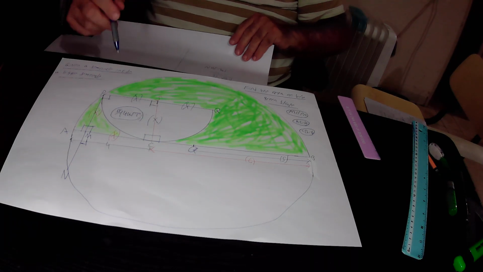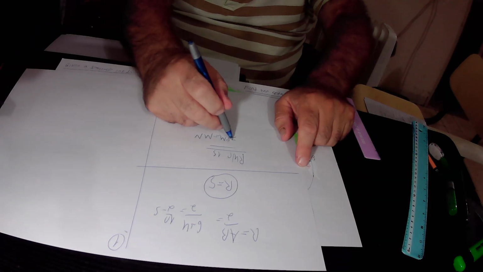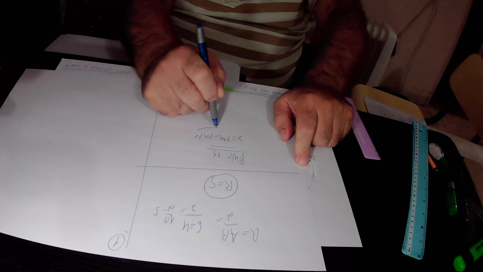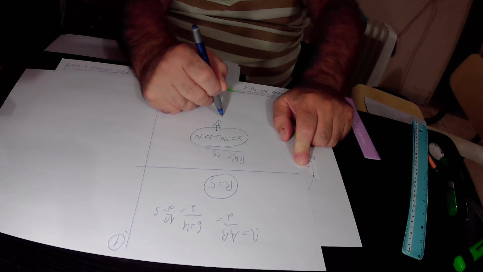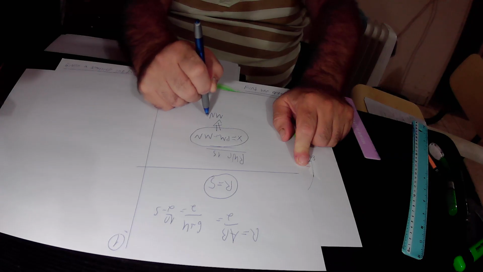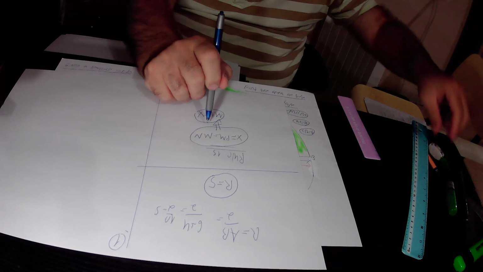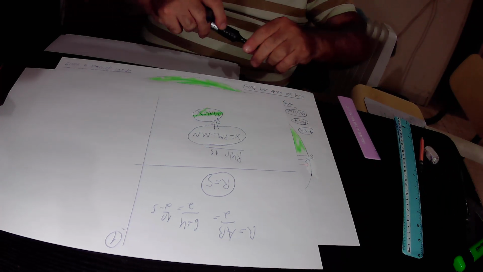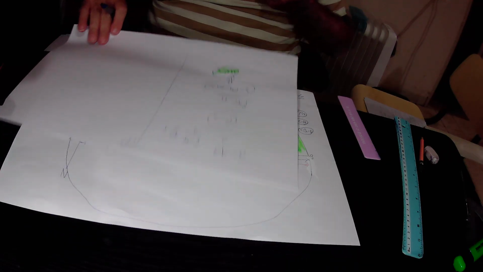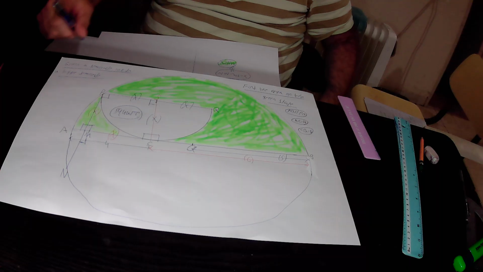But we already found out that PM equals X. We can write here that PM equals X. And from this equation, X equals PM equals MN. We will derive that MN must also be equal to X units in its length. MN equals X units in its length.